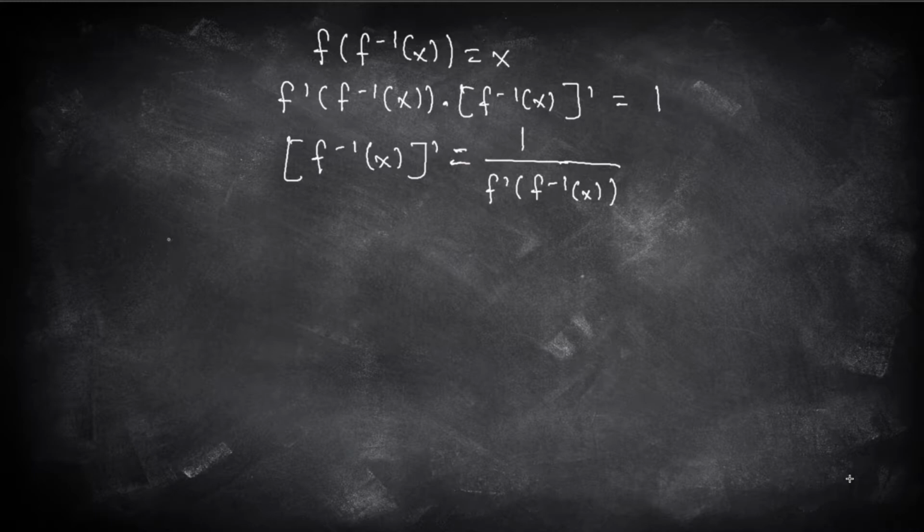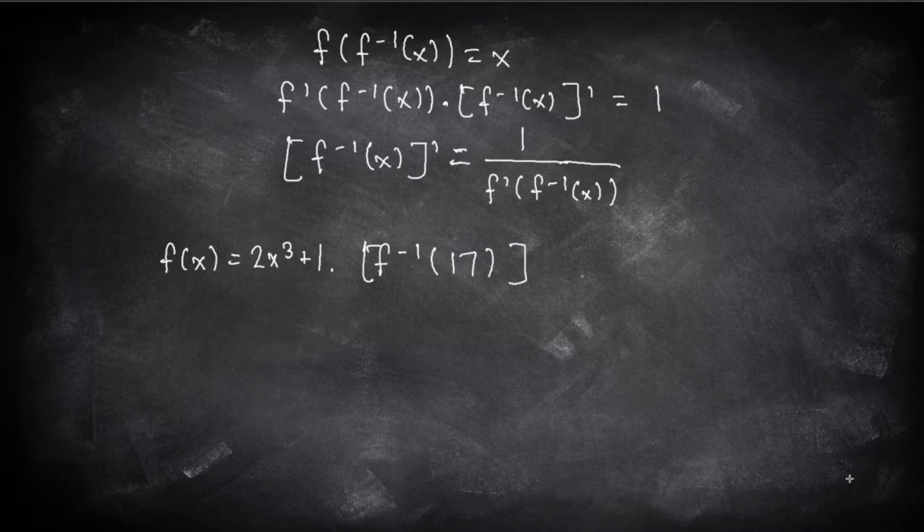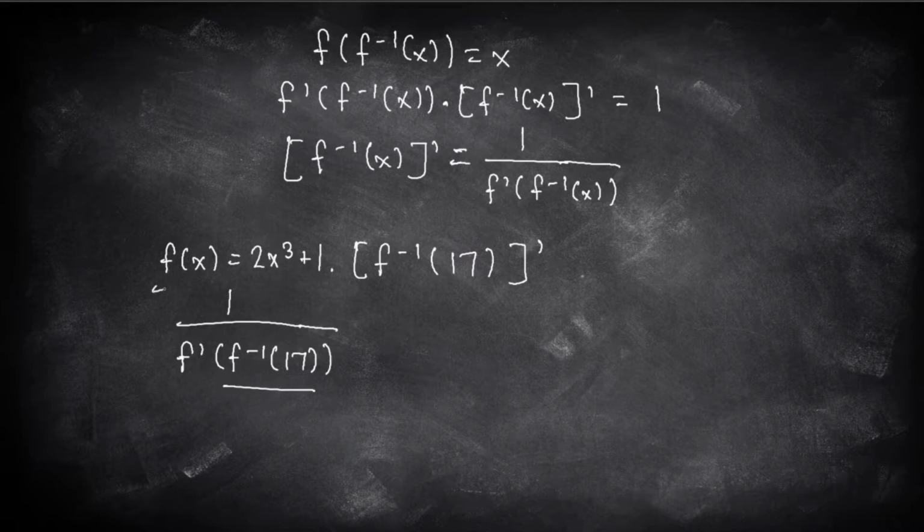So let's say we have a function f of x, and let's say that is 2x cubed plus 1. And let's say you want to find the inverse derivative at 17. Plugging it into this formula, we have 1 divided by the derivative of our function at the inverse of 17. So how do we find that value? Because we actually don't have the function for our inverse function.